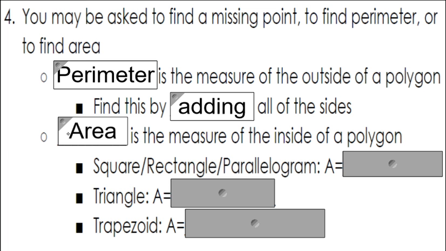Base times height, that works. Or length times width, you'll sometimes see, especially for the rectangles. Base times height or length times width. Same idea. You get 2 numbers, you multiply them together. Right?